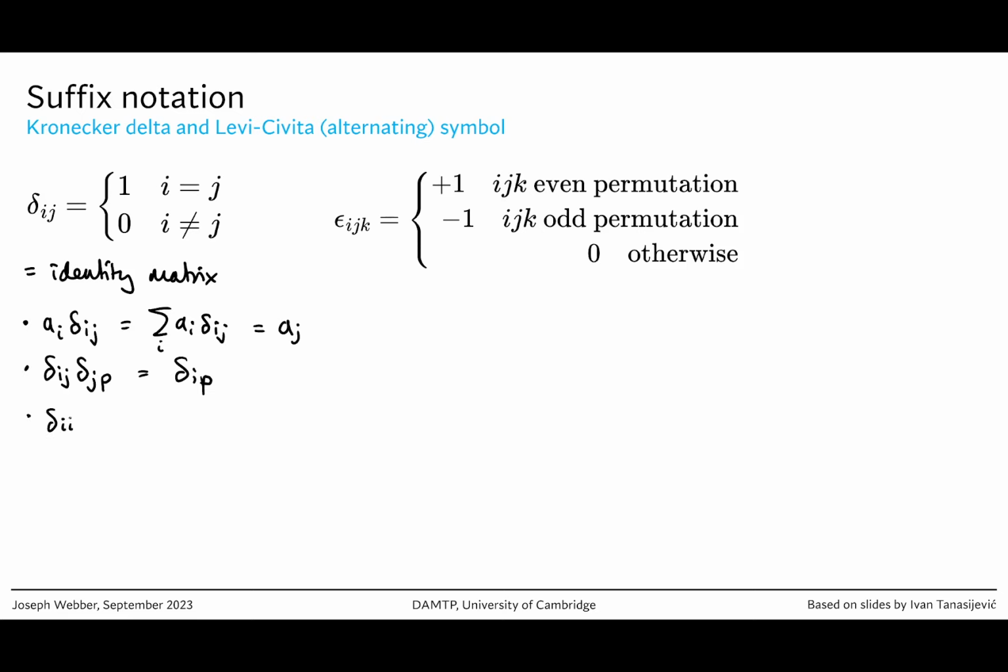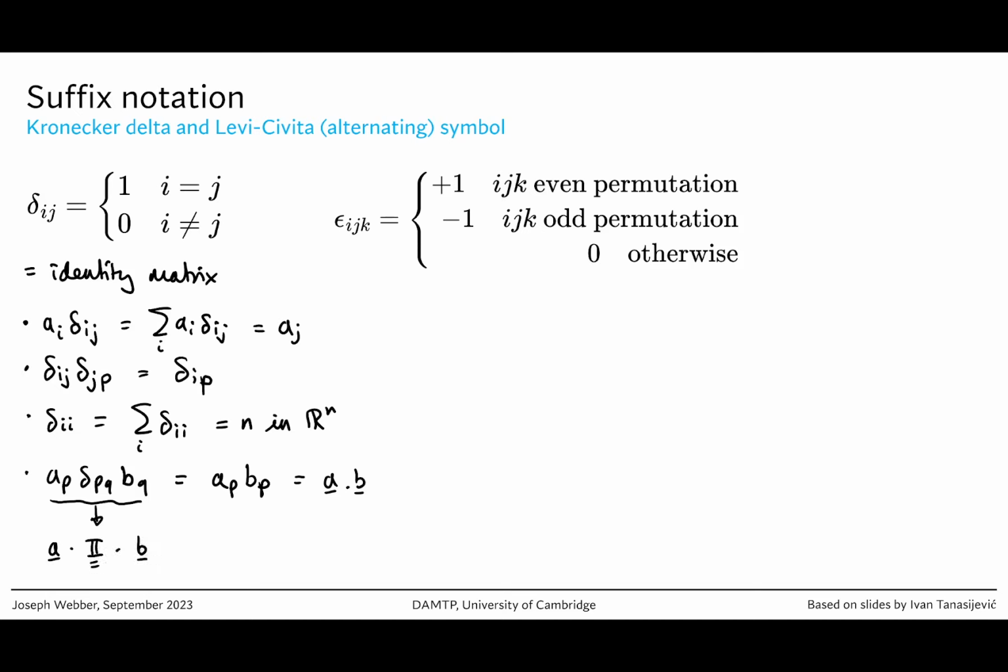If we take delta ii, remember what this means? This means sum over i of delta ii, and so this is equal to n in n dimensions, i.e. it's just the trace of the identity matrix. And you can construct more complicated things. So you've got the vector A and you've got the vector B, and you take Ap delta pq Bq. Well, this is equal to Ap Bp, because this is only non-zero when p equals q. Remember from the last slide, this is equal to A dot B. Let's just see what this is equal to. This is equal to A dot the identity dot B. So yes, of course, they're the same.